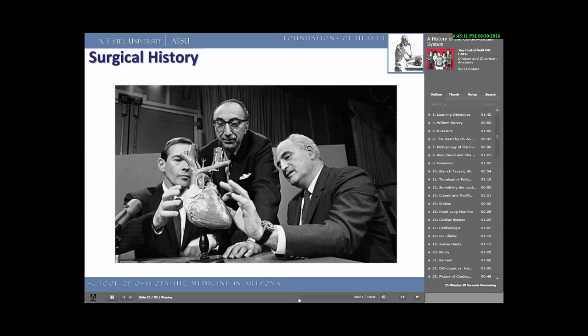And then in the center of this picture standing is Dr. Michael DeBakey. This picture is really incredible because we see three cardiac surgeon pioneers who've all led us to the current state of heart surgery where it is today.